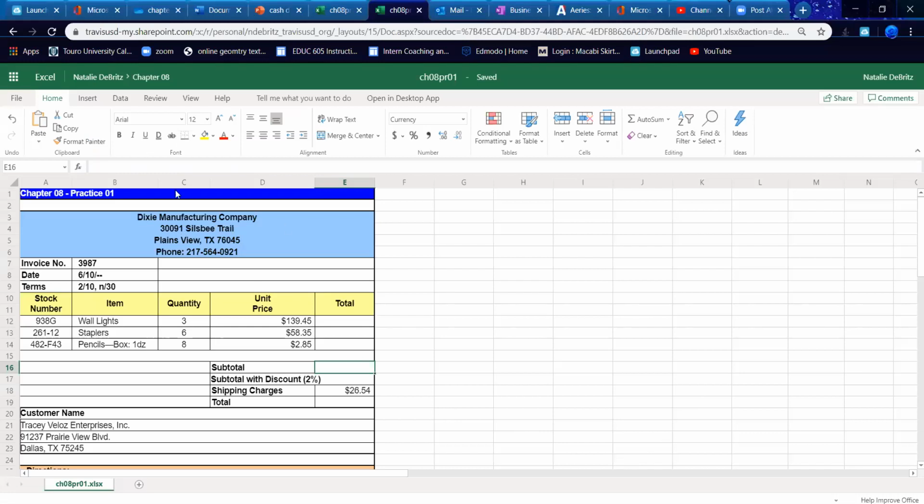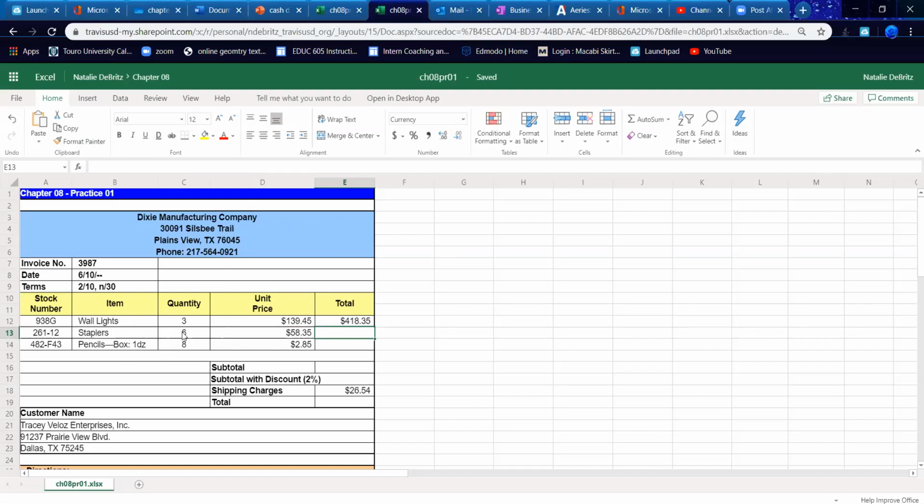So this is an invoice for Dixie Manufacturing Company. And in this invoice, you see that the person bought wall lights, staplers, and pencil boxes, and they bought this many at this price for each one. Okay, that's what a unit price is, part per each. And so I'm going to find the total. To find the total of something, you're going to equals and the quantity times the unit price, and then hit enter. So it's $418 worth of wall lights.